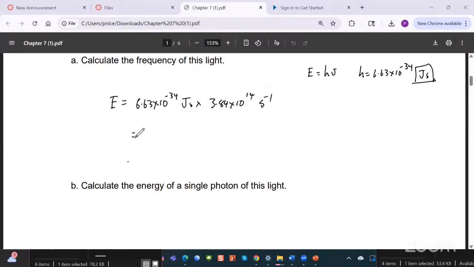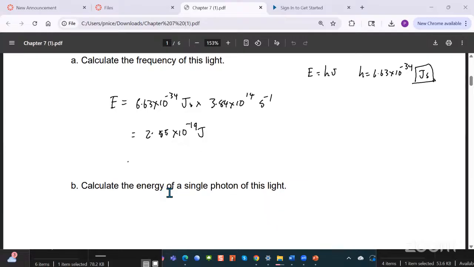And then we work this out. So 6.63 times 10 to the minus 34 times 3.84 times 10 to the 14. And according to my calculation, when rounded off to 3 sig figs, it should be 2.55 times 10 to the minus 19 joules. All right? And that's how that is done.